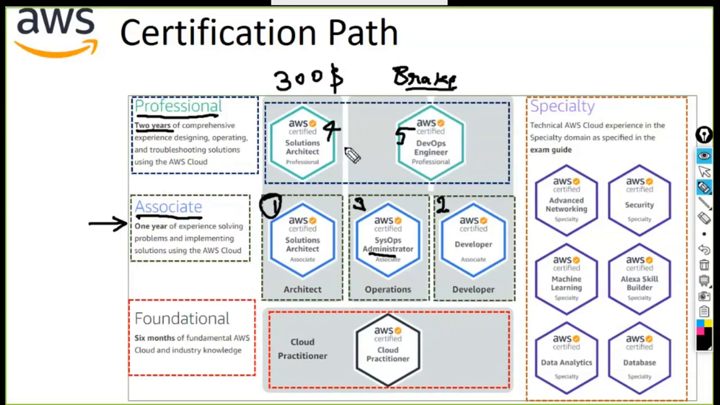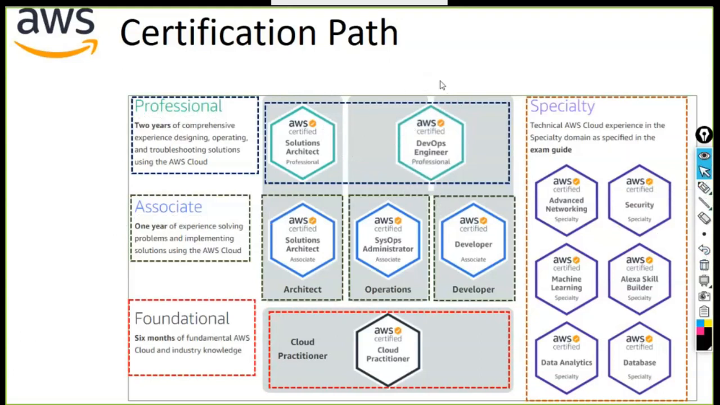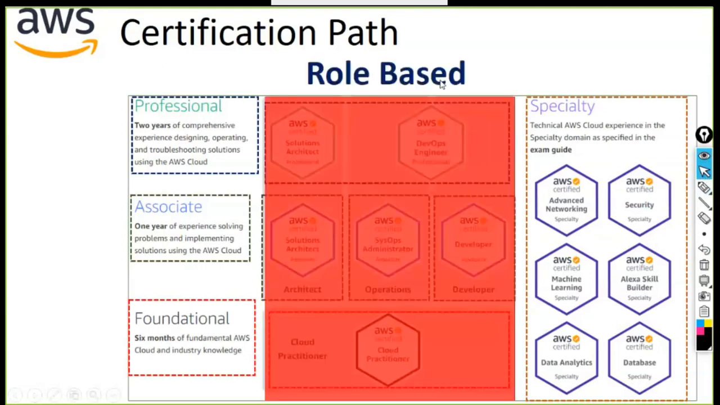So the fourth certification that you can go for is the Solutions Architect Professional, and the fifth certification is the DevOps Engineer. Once you have done this, you have completed all the role-based certifications: Developer role, SysOps Administrator role, DevOps Engineer role, Architect role. So all these are role-based certifications.